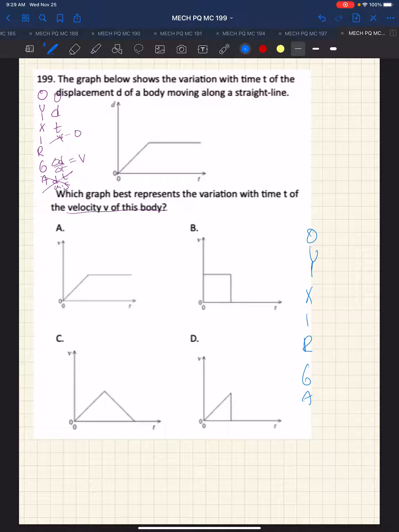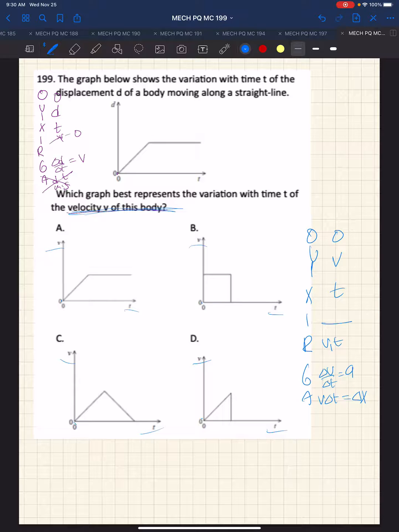So the origins are all 0, 0. The y-axes are all velocity. The x-axes are all time. The intercepts are varied. What we can read from the graph is velocity against time. The slope is delta v over delta t, which is the acceleration, and the area, v times delta t, is the displacement. So which graph represents the variation of the velocity of this body?